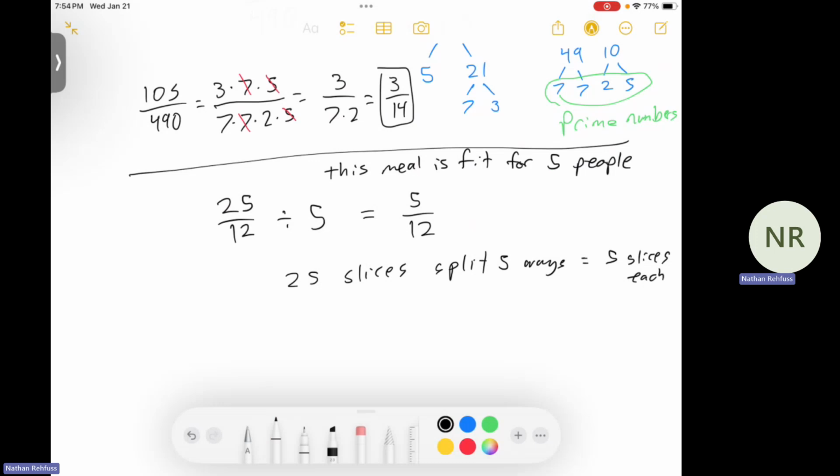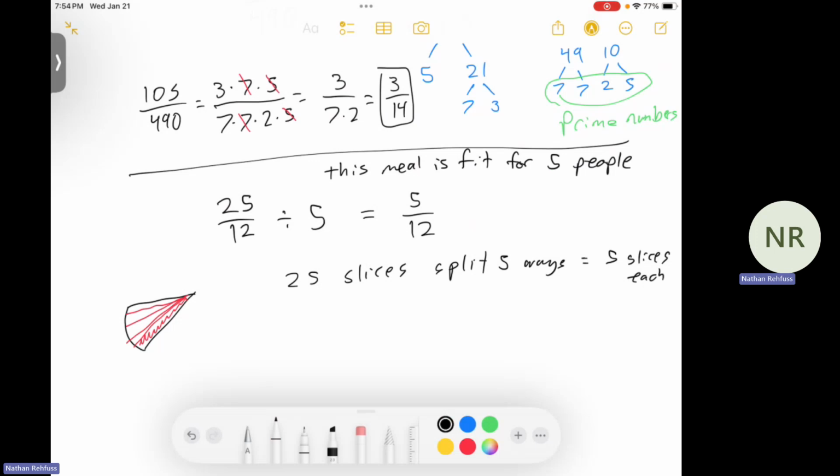The other way that we could divide a fraction by a whole number is to say there's 25 slices, each slice is 1/12 of a pizza. Let's take each slice and split it 5 ways. It's not very practical, but if we take each slice and split it 5 ways, now there's 5 times as many slices, and we each still get 25 slices. Each of those is 1/5 of what we had before.